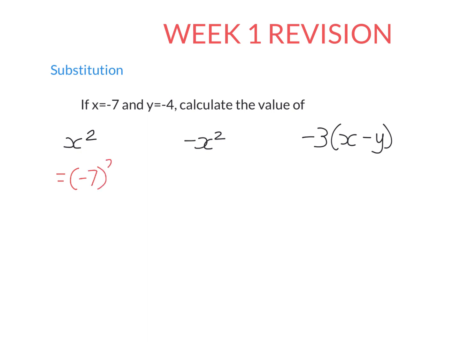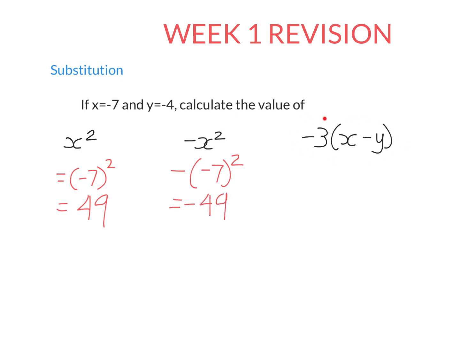So x squared is going to be -7 squared, which is positive 49. But if I want to substitute x equals -7 into negative x squared, in my calculator I need to put a negative and then once again a bracket around the negative that's being substituted. So -7 squared is 49. So the answer here will be -49. So x squared should always give you a positive answer. Negative x squared always gives a negative answer.